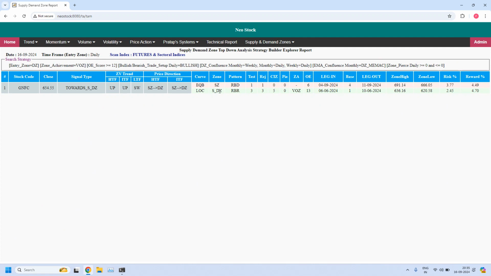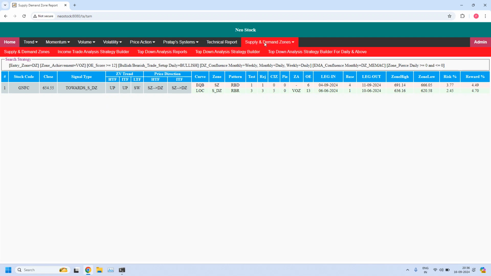Okay, this is a daily zone, high liquidity zone. But this daily zone is part of the monthly zone. Of course, daily zone is part of weekly, daily and weekly zone again together part of the monthly zone. And that monthly zone is again having monthly EMA confluence. That's why we can say it is a high probability trade setup related stock.